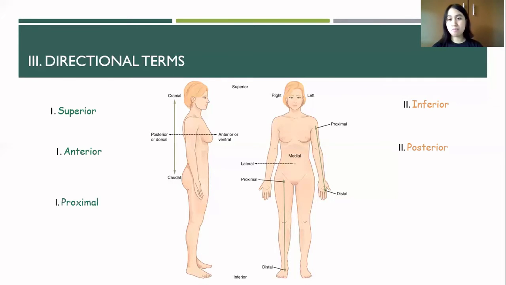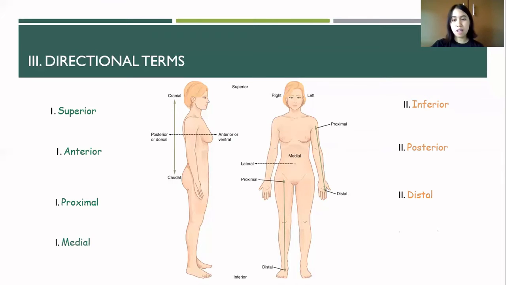Next, we have the proximal and the distal. Proximal means closer to the origin of the body, while distal is farther from the origin of the body. For example, the elbow, let's say the elbow is here, is proximal to the wrist because it is closer to the origin of the body. Vice versa, the wrist is distal to the elbow because it is farther from the body structure.